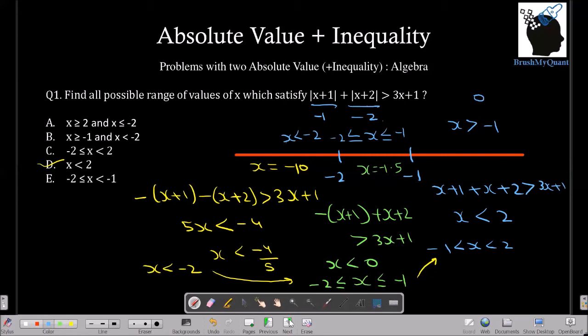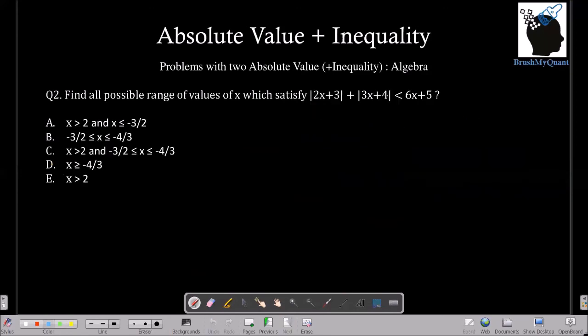Let's try one more. You can pause the video and give it a shot and try solving this using algebra this time. Okay, let's give it a shot. We'll draw the number line again. And we will assume that the thing inside the first absolute value is 0 in the first case to have the value of x as minus 3 by 2 and in the second case as minus 4 by 3.